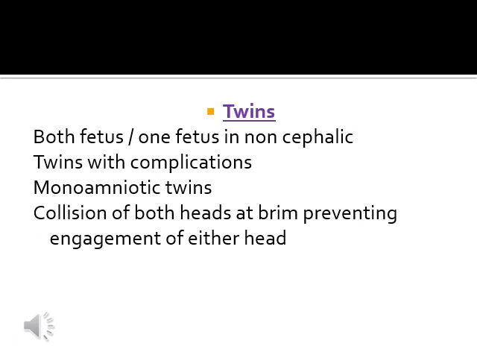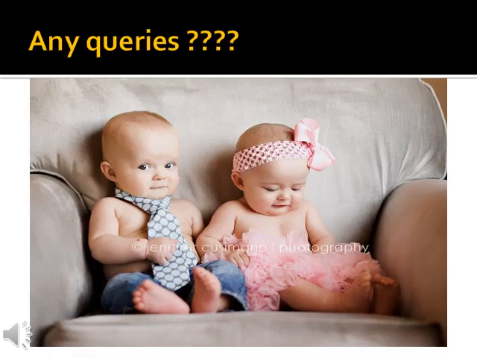Next, if the babies have any complication, like both fetuses or one fetus in non-cephalic position, or twins with any kind of growth complications, or both are monoamniotic twins, or if there is collision of both heads at the brim, preventing the babies' engagement in the pelvis. In these conditions also, the mother will be taken for cesarean. So this is all about multiple pregnancy, its symptoms, its complications and management.